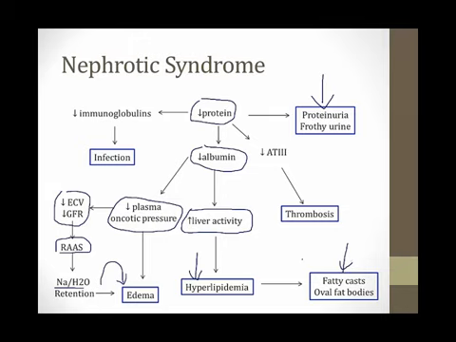Finally, two important proteins which are lost in addition to albumin are immunoglobulins. This leads to a setting where infection is more likely, so patients with nephrotic syndrome are prone to infection. And another important protein which is lost is antithrombin 3. This leads to a hypercoagulable state and can lead to thrombosis, and the nephrotic syndrome is a classic hypercoagulable state.